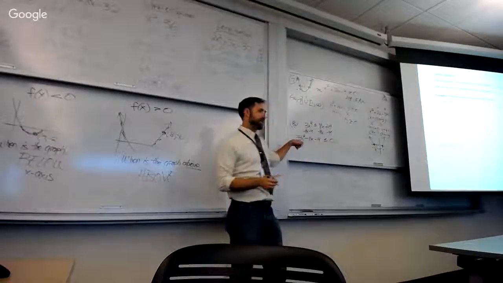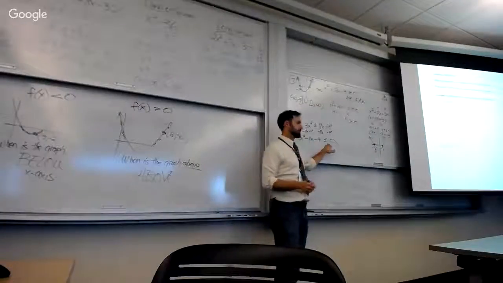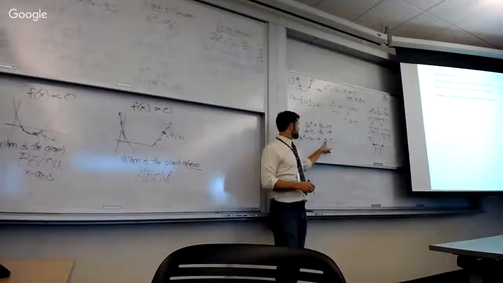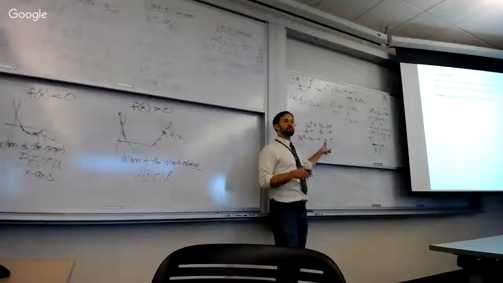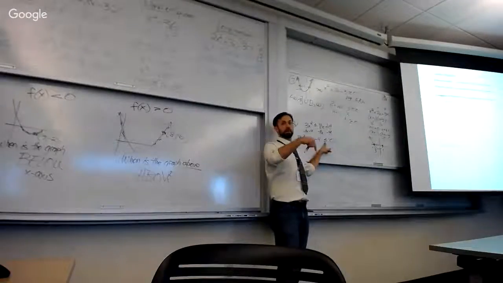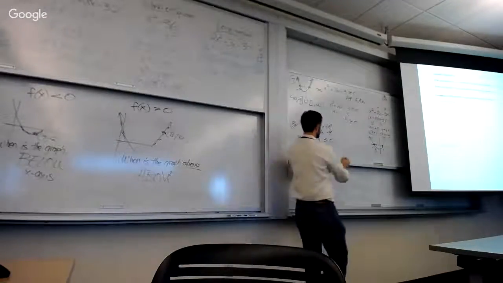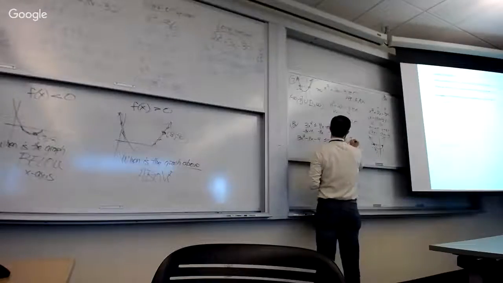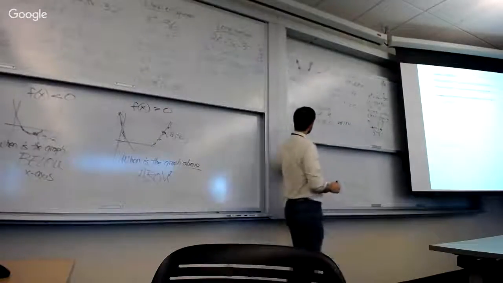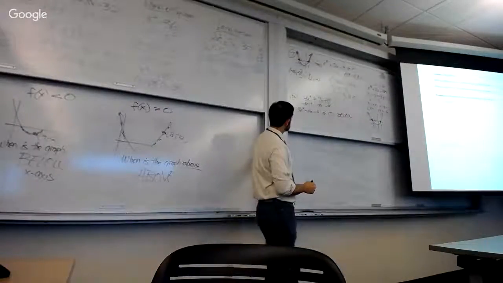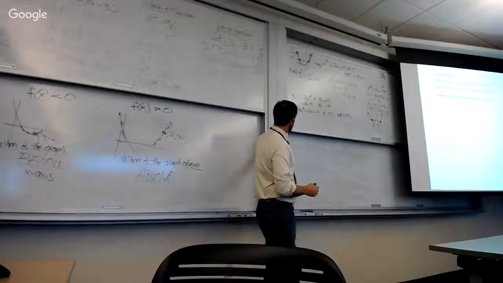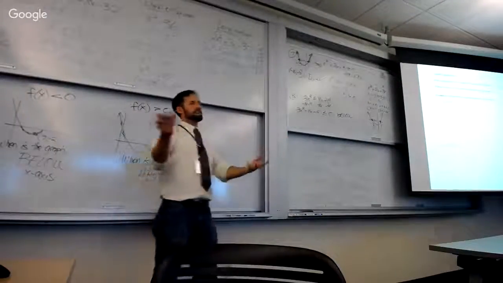So what question are we asking? When is this graph less than, which means below? When is the graph below the x-axis? So we're asking, when is the graph below the x-axis? So if you want to write this down, you can.